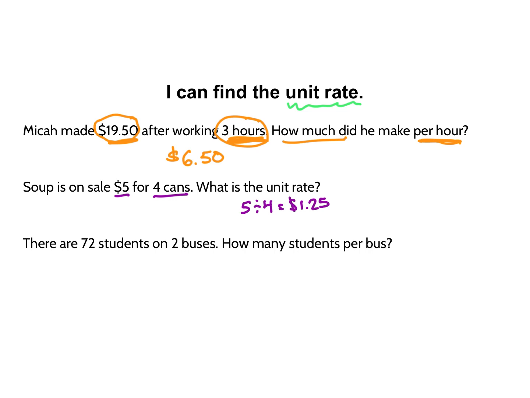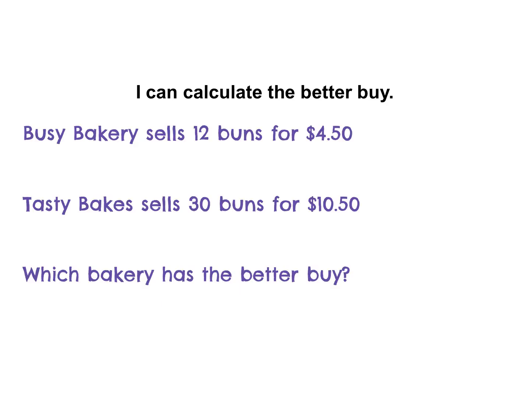$1.25. All right, the last one, there are 72 students on 2 buses. How many students per bus? So 72 students for 2 buses. I want to change this to be 1 bus. So I'm going to take this number divided by this number, and I get 36 students per bus. I'm going to use that unit rate again when I calculate the better buy.